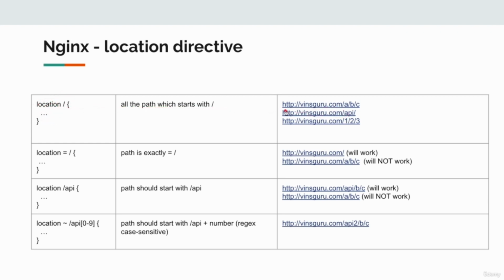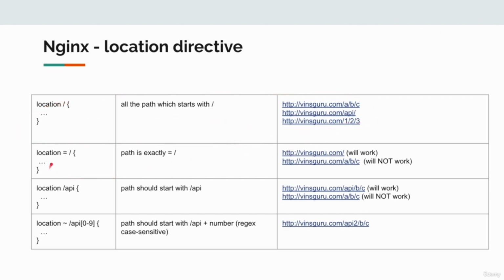So let's imagine that this is the URL. Now winskuru.com is my domain, so somebody types winskuru.com, and it comes to my nginx server directly. Beyond that, if the path starts with the slash, execute this. So it basically means /a, /b, /api, /123, everything will match because they all start with the slash. That's what you are saying here.